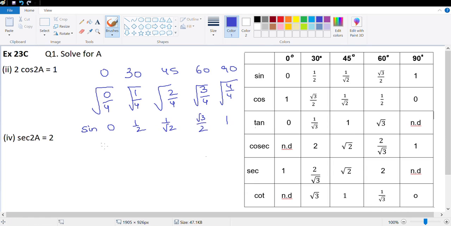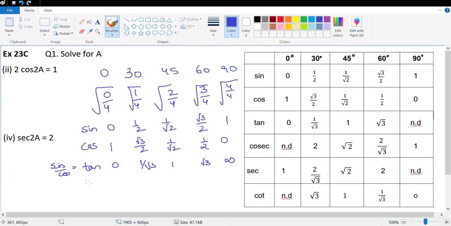If you want to move from sine to cos, write the value of sine in the reverse order, which is 1, root 3 by 2, 1 by root 2, half, and 0. And if you want to write tan from here, then you divide sine by cos. So tan is equal to sine upon cos, which means 0 by 1, that's 0. This is 1 by root 3, this is 1, this is root 3, and 1 divided by 0 is not defined or infinite.